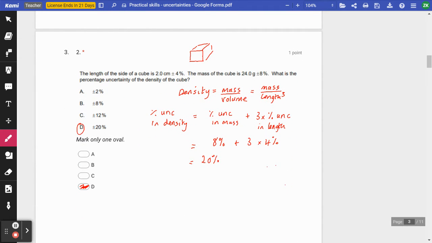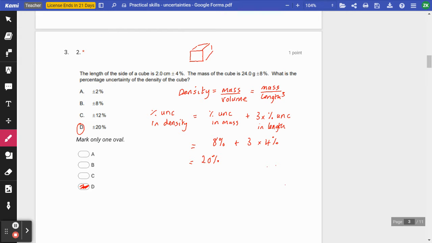Question 2. They give you the length of the side of a cube, which is 2 centimeters, and they say that the percentage uncertainty on that length is plus or minus 4%, and they give the mass of the cube of 24 grams plus or minus 8% uncertainty on that measurement. So what is the percentage uncertainty on density?